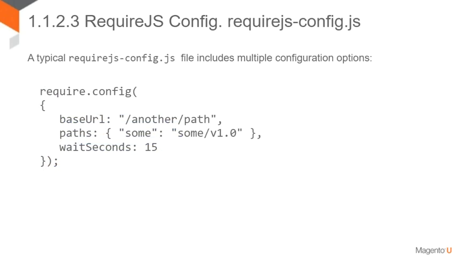In Magento, configuration options are placed inside the require.js-config.js file. It is generated by a special procedure that we will cover later in this course. In general, require.js configuration is passed through the config method of the global require object. A parameter of that config method is an object with properties.